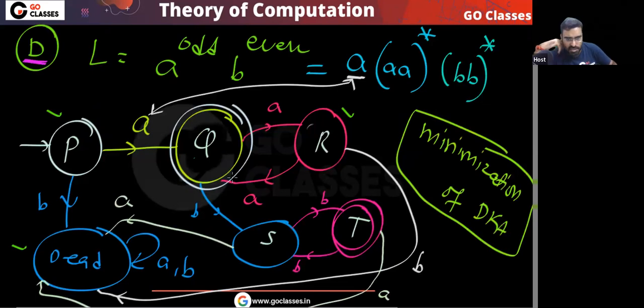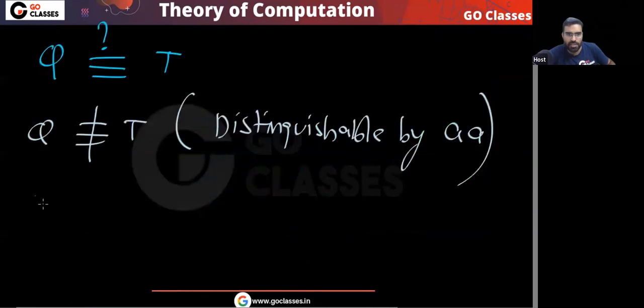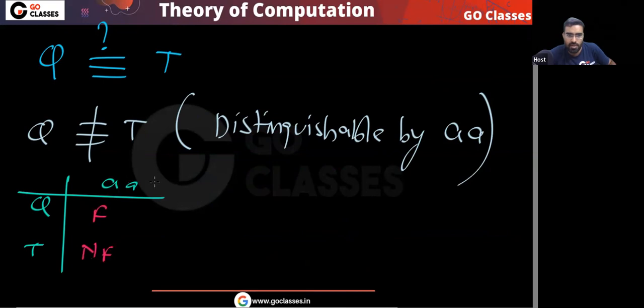You can notice this state Q on double A, it is going to final. Yes or no? And this state T on double A, it is going to non-final. So very easily you can notice they are not equivalent. So we cannot merge Q comma T.